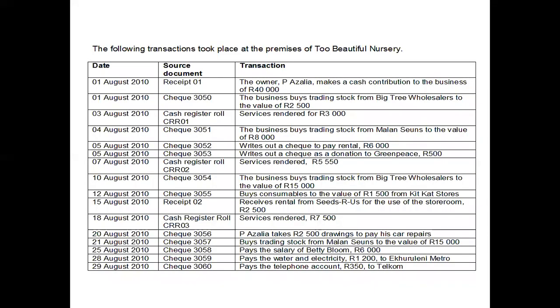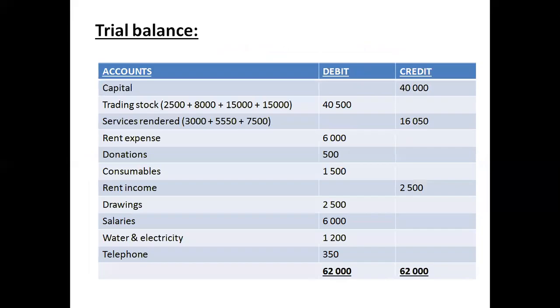Income is always on the credit side. Then on the 20th, P. Azalia takes 2,500 Rand drawings to pay his car repairs. So it is a drawings transaction, 2,500 Rand. Remember, drawings is always on the debit side. Think again of Lady Ada Lick. All right, so on the debit side for drawings, 2,500 Rand.